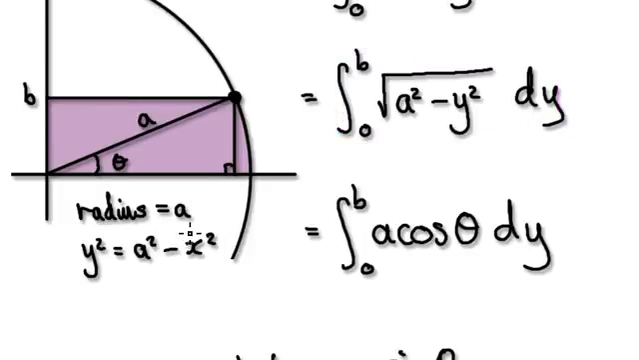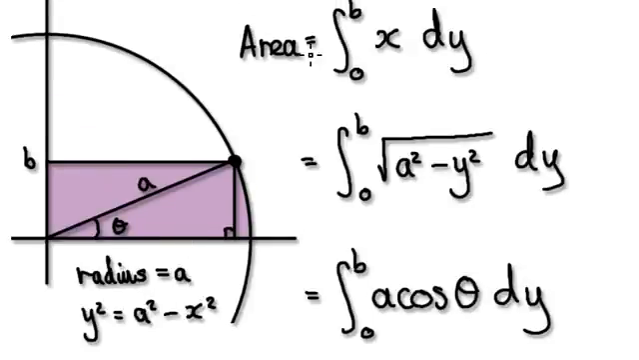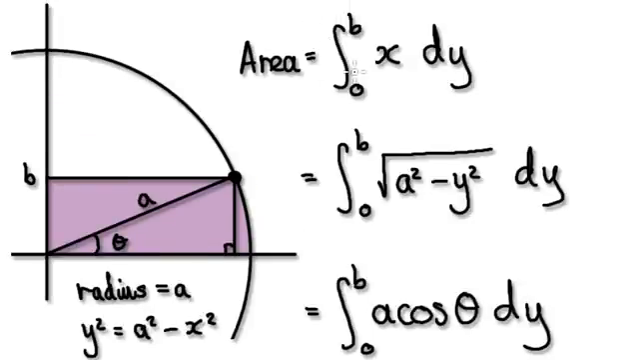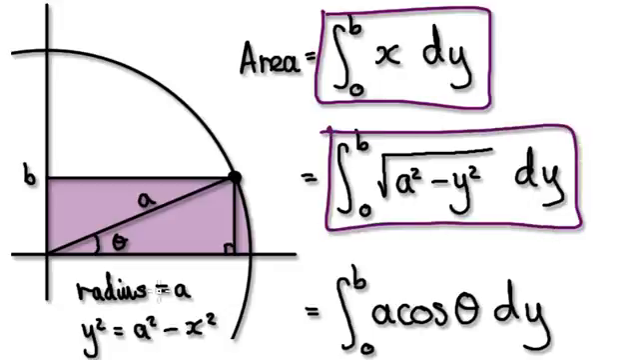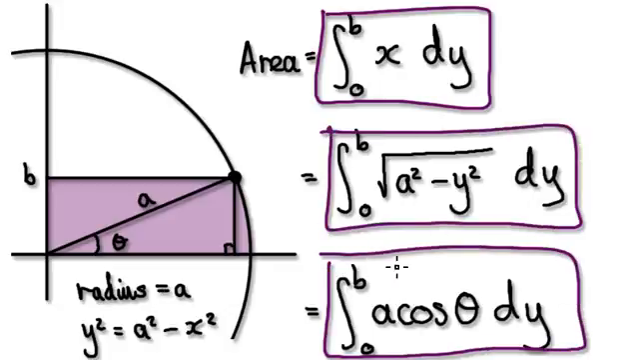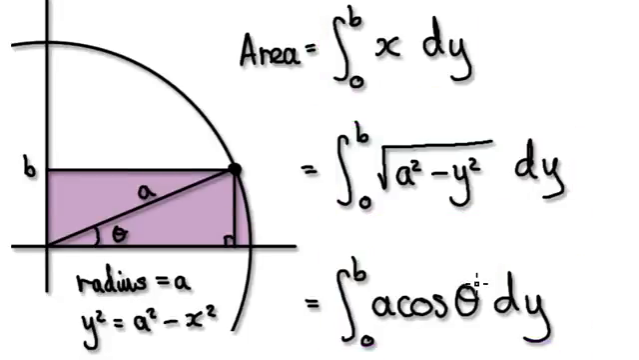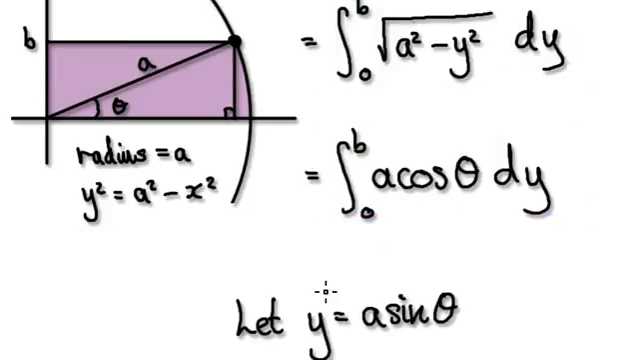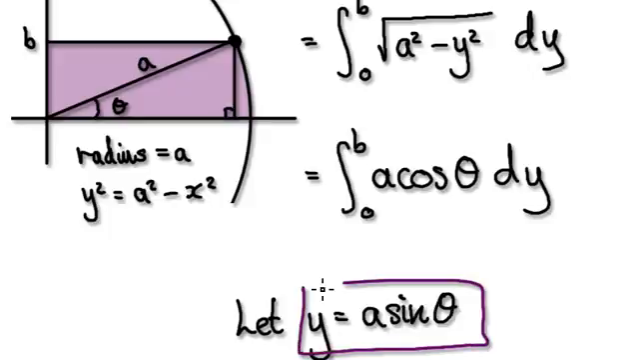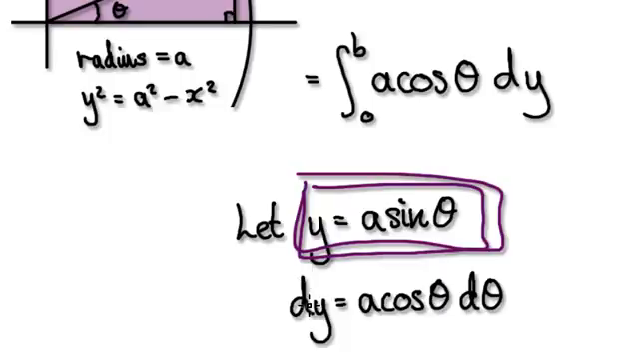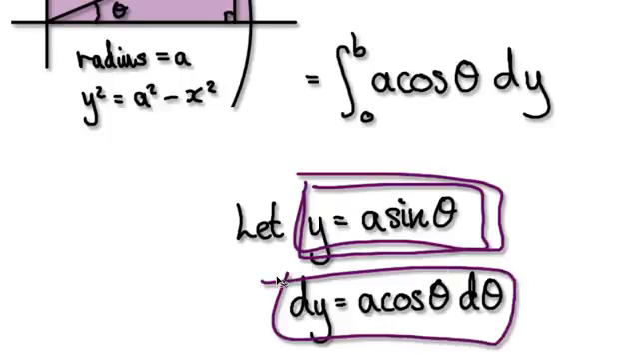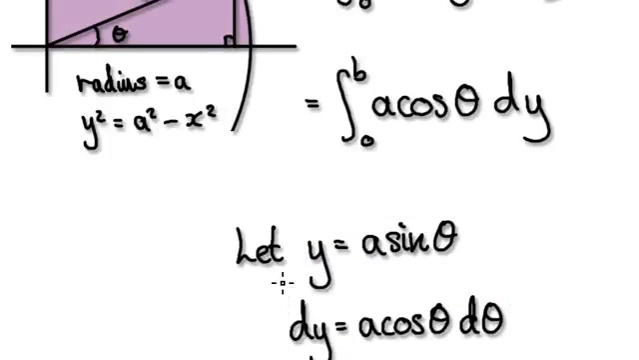So now let's use substitution to find the area. The area is given by this. The area is also given by this. But remember, we are now working in terms of theta. So now we're going to use substitution. Let y equal this. If y equals this, then dy equals this.